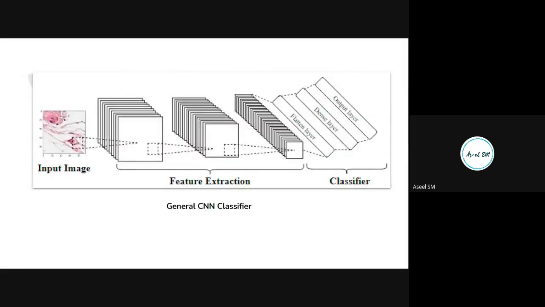So this is a general CNN classifier. We will have an input image, and the second section will be the feature extraction section, where there will be convolution of the features, and we'll be making feature maps, and feature reduction is done. We'll be extracting the best features from this section. After that, we will be classifying our images based on the labels given.